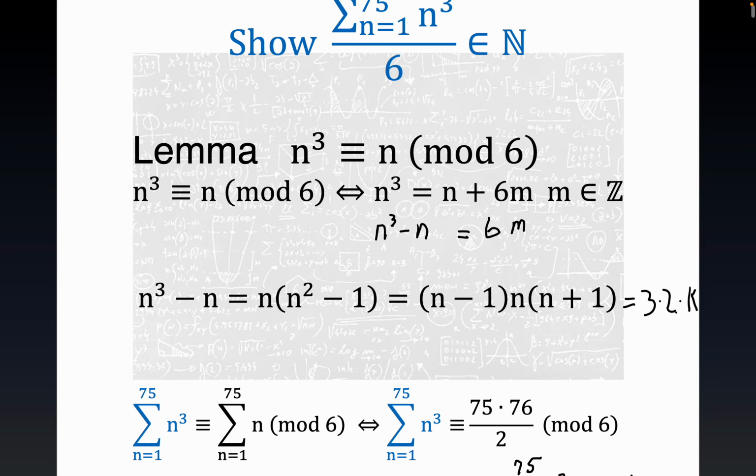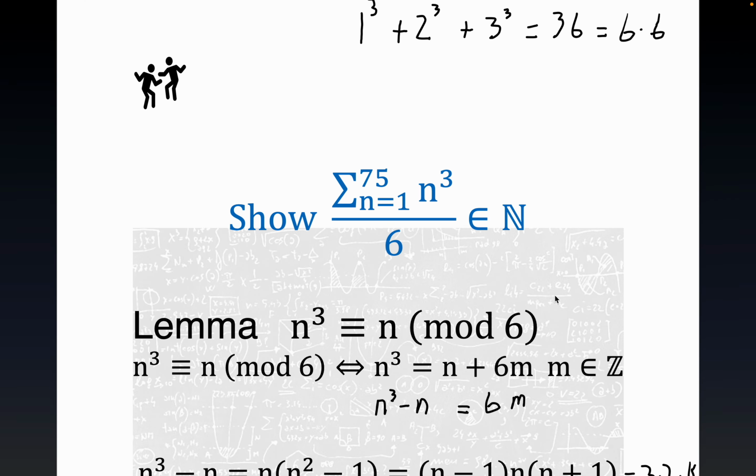Now, what we've really shown here, if you really want to finish this thing, is that the numerator here is equal to 6m. Okay, so done. All right, thanks for viewing.